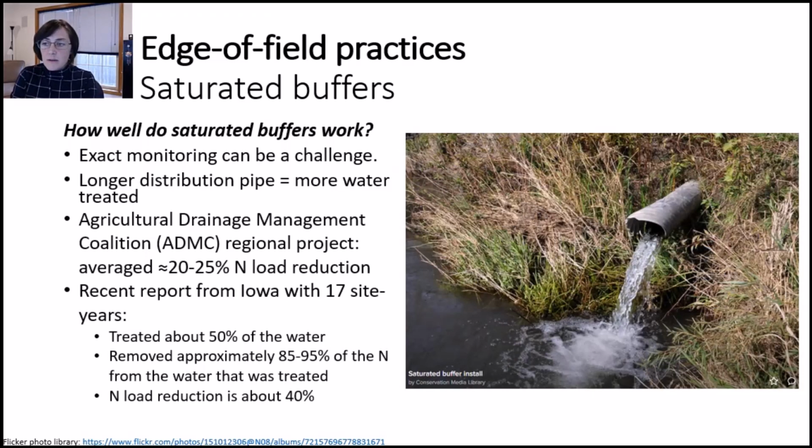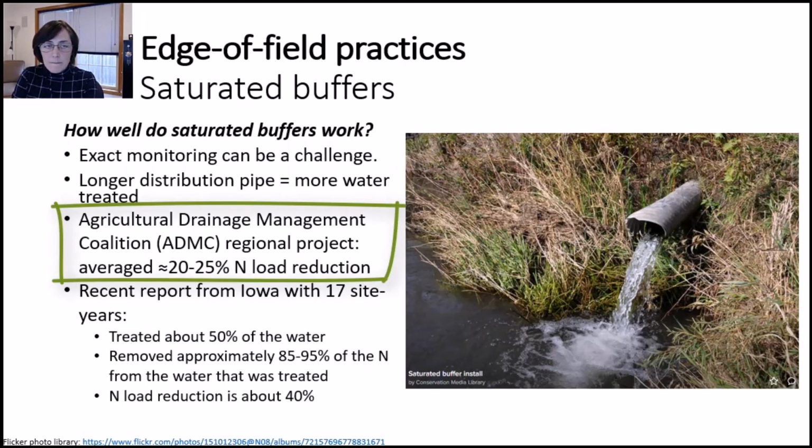Within the past 10 years, there was a really great large regional effort to install saturated buffers across the Midwest. About 10 years ago, the first saturated buffers were installed. There were about 15 installed, and those sites averaged about 20 to 25% nitrogen loss reduction. Now those were the first saturated buffers to be installed, so some of the sites weren't really ideal, and researchers across the Midwest learned a lot from those first installations of what not to do.